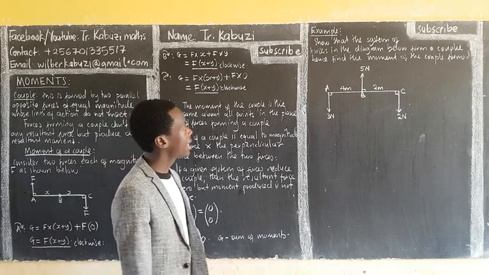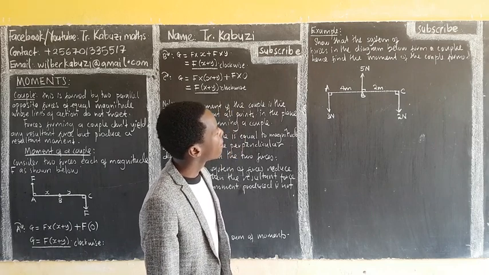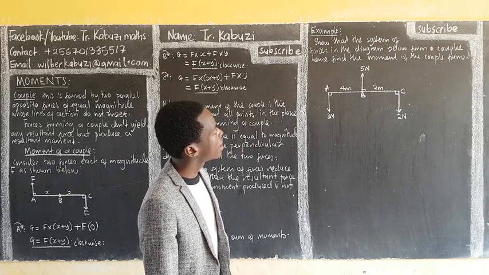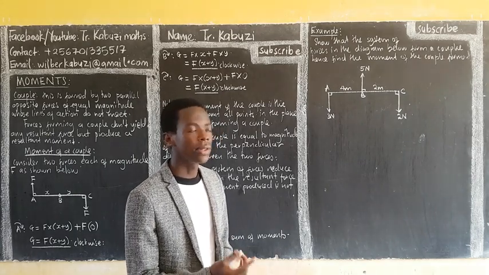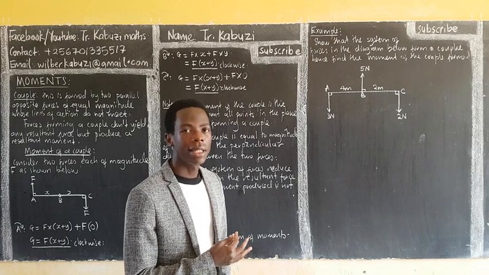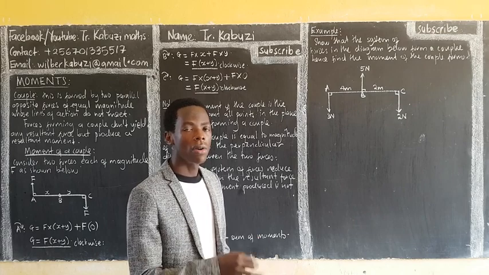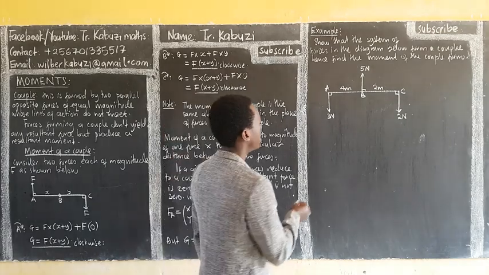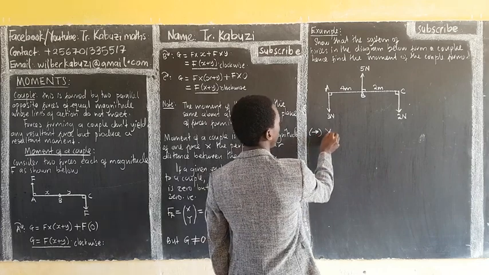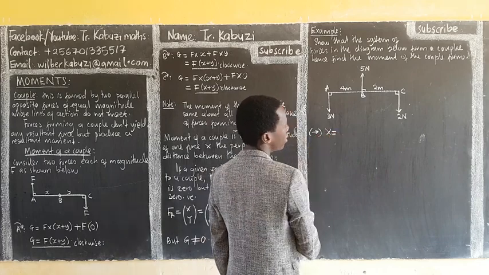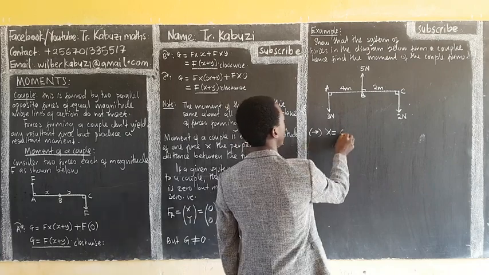Let us see this example here. Show that the system of forces in the diagram below forms a couple, hence find the moment of the couple formed. To show that it's a couple, we need to show that the resultant force is 0. It means that the x component of the resultant forces is 0, and also the vertical forces are 0. Let us first resolve like this. We don't have any force acting in the horizontal direction, so it's going to be 0.